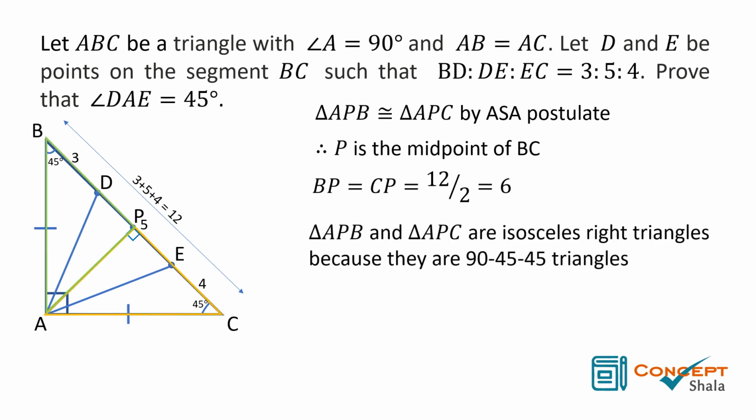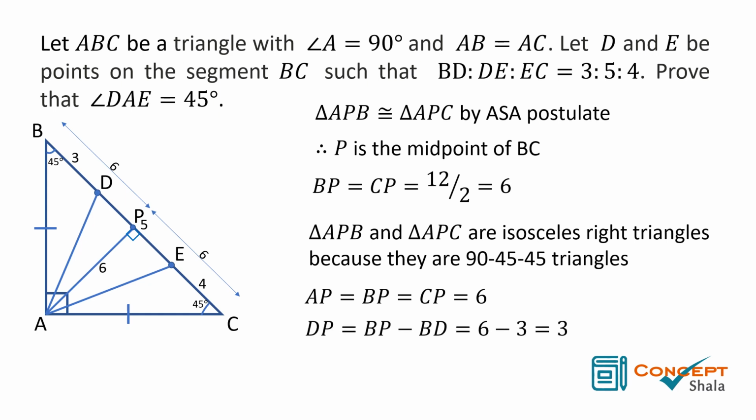We can also see that triangles APB and APC are isosceles right triangles. This is because both triangles contain a 90 and a 45 degree angle, so the third angle in both triangles is also 45 degrees. Hence, both these triangles are isosceles. So AP is equal to BP is equal to CP is equal to 6. Now we can also calculate DP as BP minus BD and EP as CP minus CE. So DP is 6 minus 3, which is 3, and EP is 6 minus 4, that is 2.